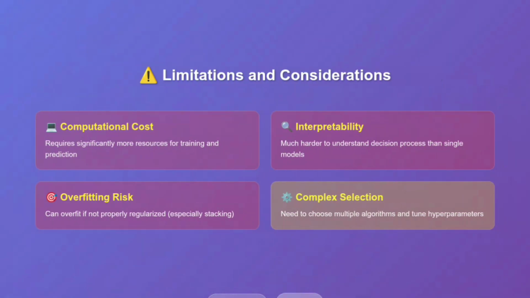However, ensemble methods aren't without limitations. They require significantly more computational resources for both training and prediction. They're much harder to interpret. You lose the simplicity of understanding a single model's decision process. They can be prone to overfitting if not properly regularized, especially with stacking. Model selection becomes more complex as you need to choose multiple algorithms and tune their hyperparameters. Additionally, they might be overkill for simple problems where a single model would suffice.